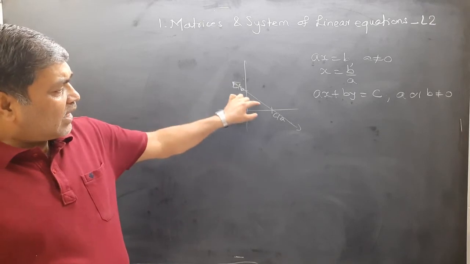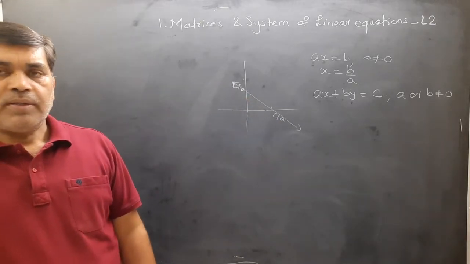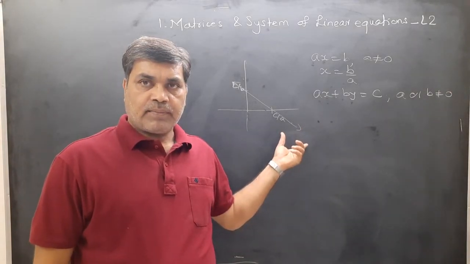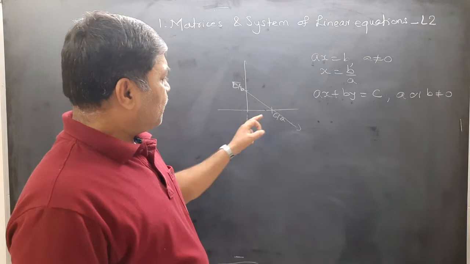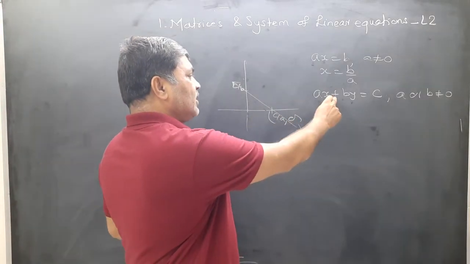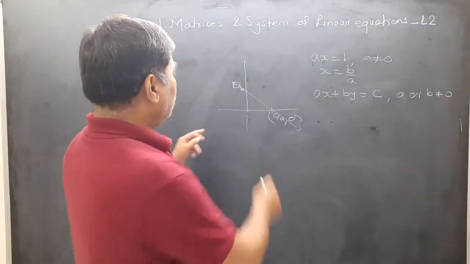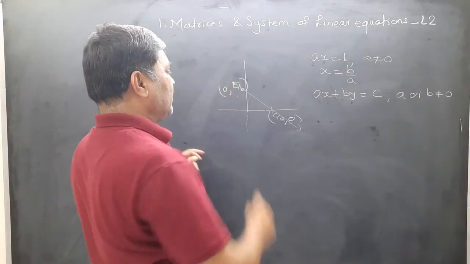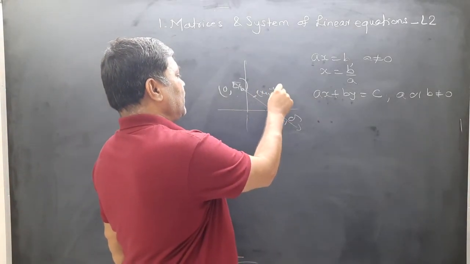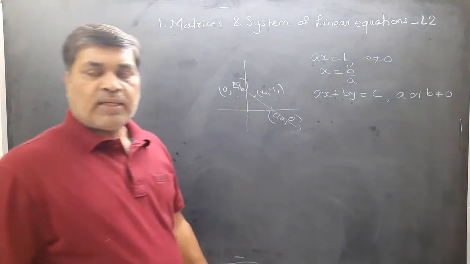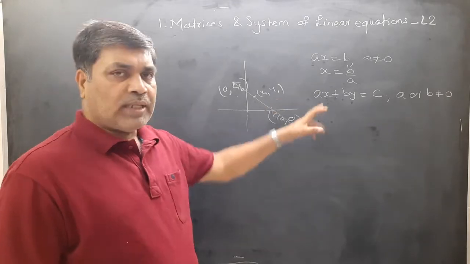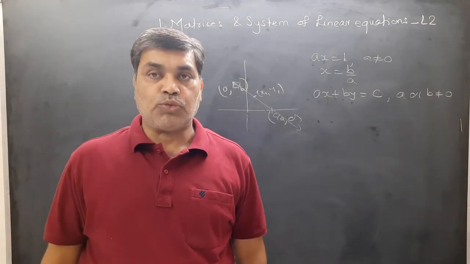Every point on this line is a solution of this equation. This is a line in the plane. Every point means if I put x is equal to c by a and y is 0, then this equation is satisfied. Or if I put 0, c by b, it is satisfied. If this point is some x1, y1, and I put that point here, the equation is satisfied. So one equation in two variables has infinitely many solutions.